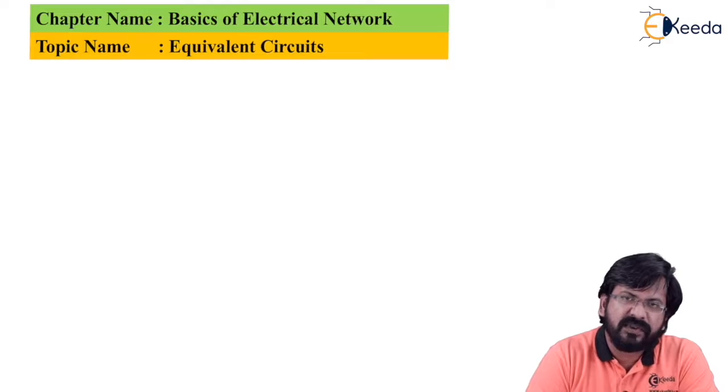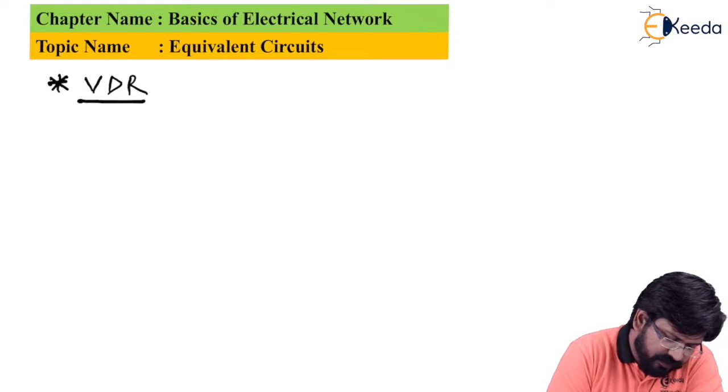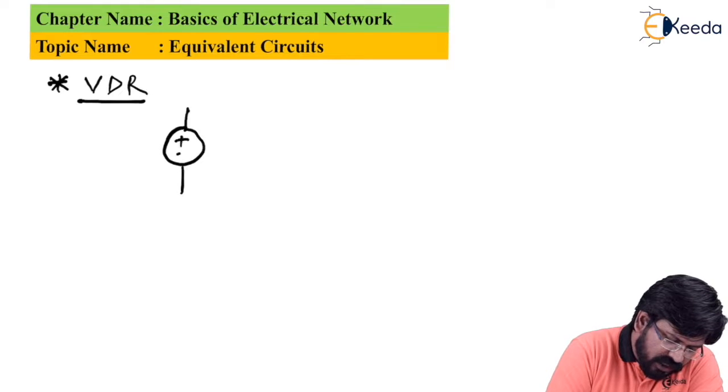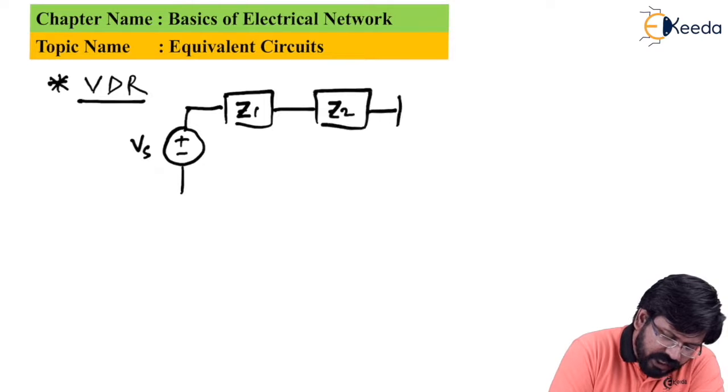In series circuit, we apply voltage division rule. So let us try to understand what is meant by voltage division rule. Suppose we have a supply voltage Vs and some impedances connected in series, let's say Z1, Z2 and Z3.